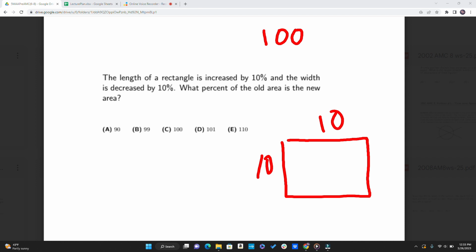And when we have the new area, now one length is going to be increased by 10%. So added 10% to 10. 10% of 10 is 1. So increased by 1, we get 11. And the other side is decreased by 10%. So minus 1. That's 9. So our new rectangle is 11 times 9. That's 99. Okay, our old rectangle was 100. New is 99. What percent of 100 is 99? So 99, that's 99% of 100. Right? Answer choice B.